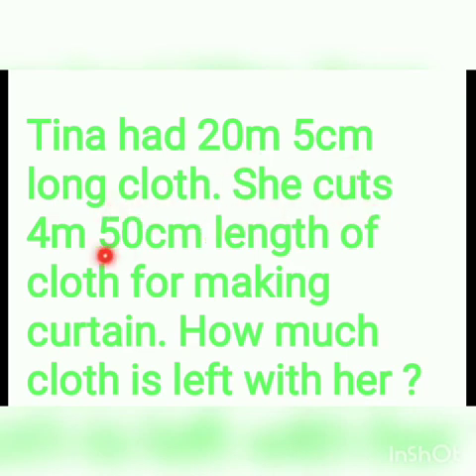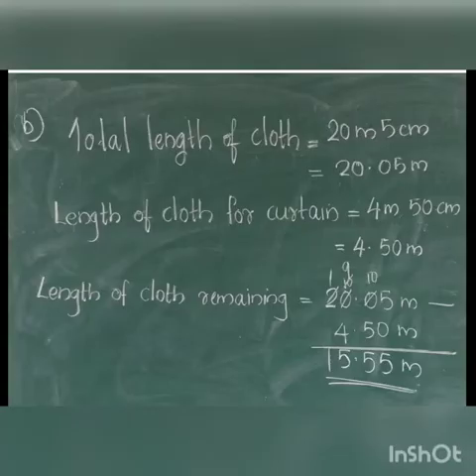Next question. Tina had 20 meter 5 centimeter long cloth. She cuts 4 meter 50 centimeter length of cloth for making curtain. How much cloth is left with her? So she's having a total length of 20 meter 5 centimeter long cloth, and a portion she cut for making curtain. How much is she cutting? 4 meter 50 centimeter. Now what is remaining? What is left? If these words come, what will we do? We will subtract. Total length of cloth, how much? 20 meter 5 centimeter. Here one is in meter and other is in centimeter. So this centimeter we converted to meter. So we get 20.05 meter.